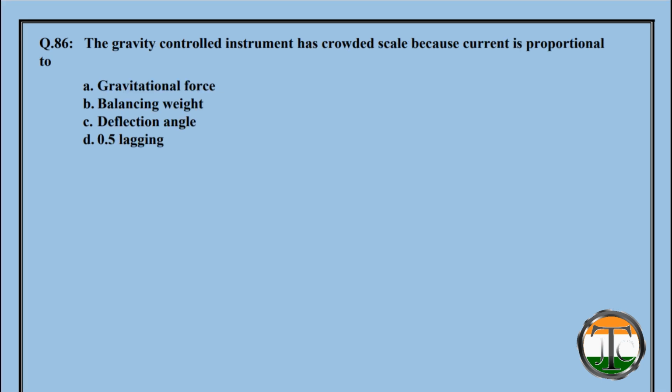The next question is question number 5: the gravity control instrument has a crowded scale because current is proportional to, option A is gravitational force, option C is deflecting angle, option B is balancing weight, and option D is 0.5 lagging. In this question the answer is option D, 0.5 lagging. So option D is the right answer.